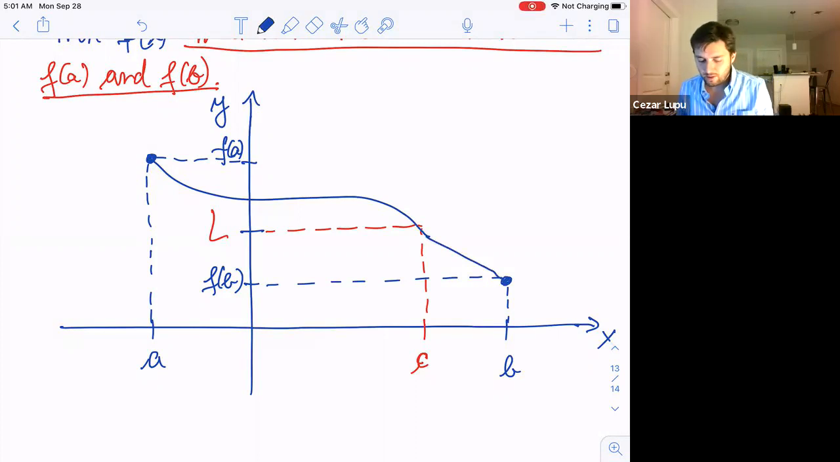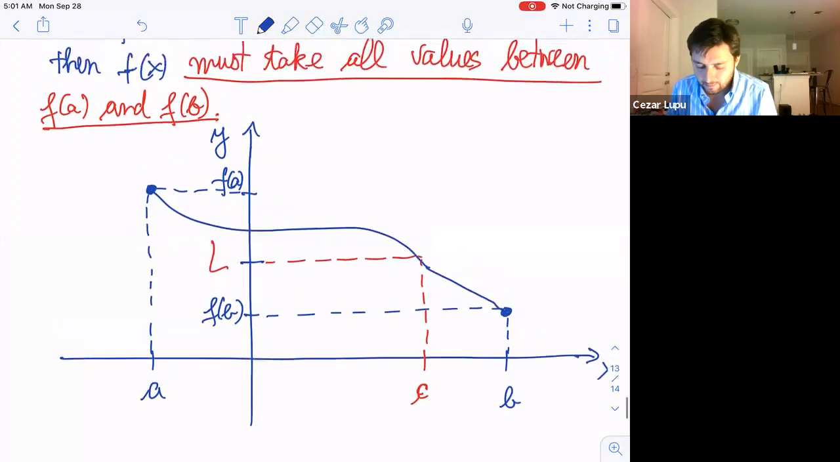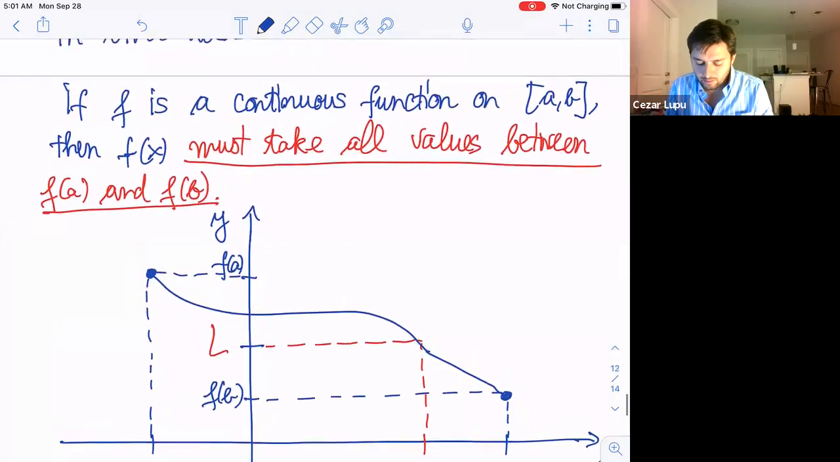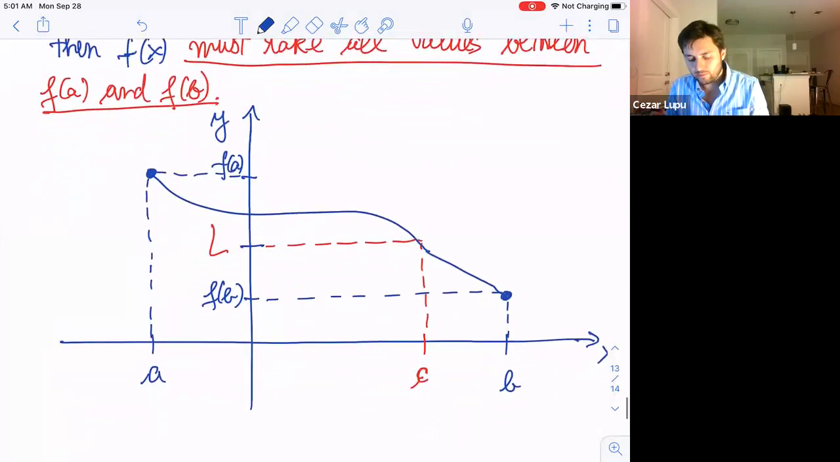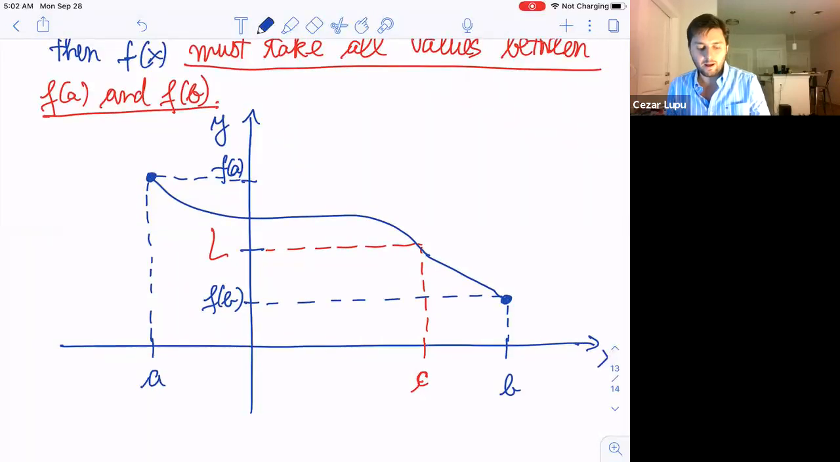I think it's quite clear. As you can see, for any value L between f of a and f of b, there exists a number c in [a, b] such that f of x takes all the values between f of a and f of b. You have f of c equals L. So that's exactly what it means. Now the question is, why do we care about this intermediate value property?